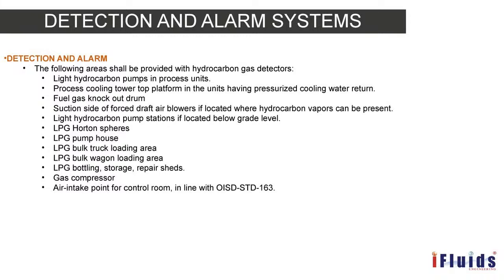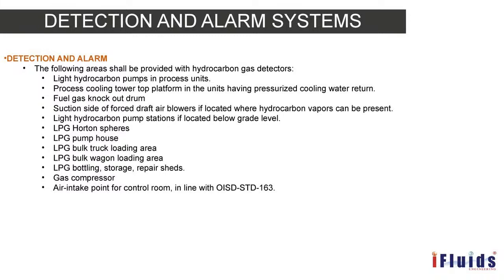And gas compressors also need to be provided with hydrocarbon detectors, especially the control room. So the air intake of the control room, in line with OISD standard 163, needs hydrocarbon detectors. Along with that, wherever there are tank dike areas, like a Class A material type tank, the tank dikes and manifolds, pump house and manifolds also need to be provided with these hydrocarbon detectors.